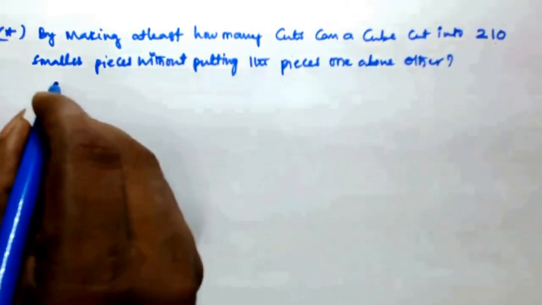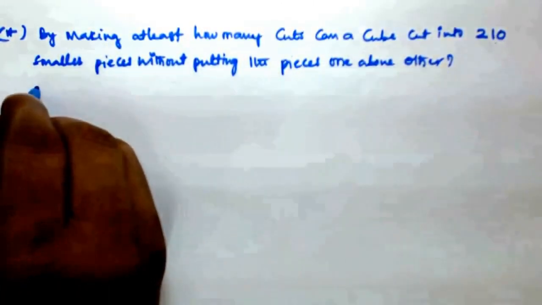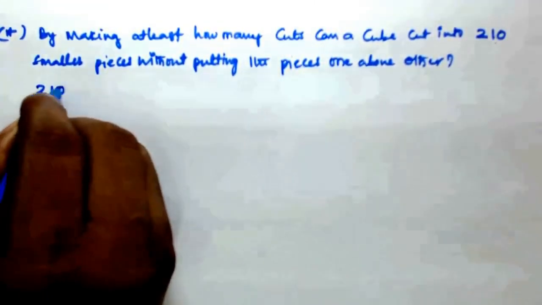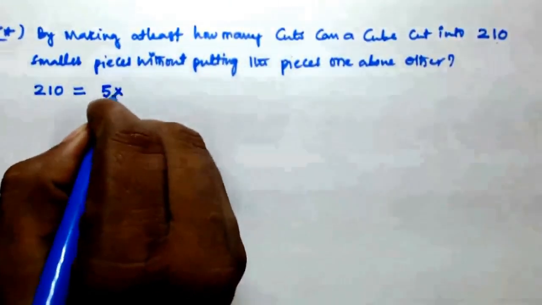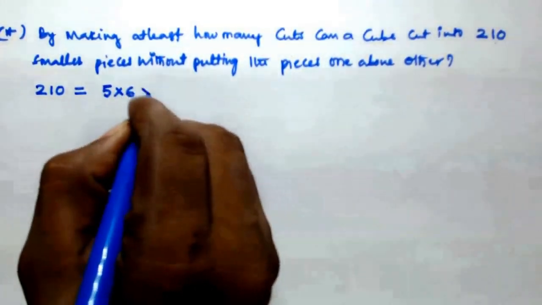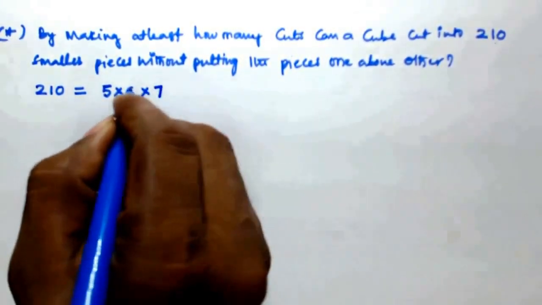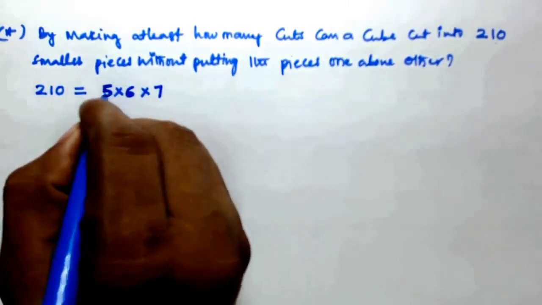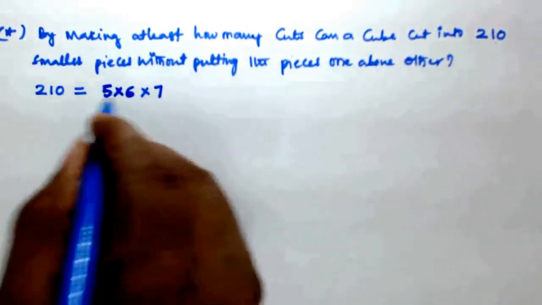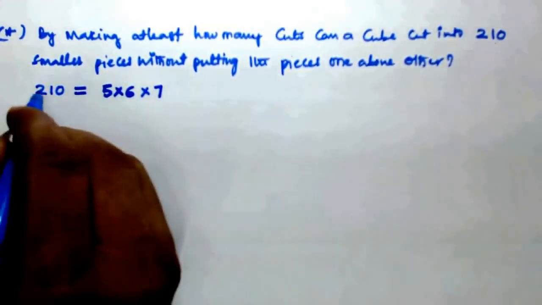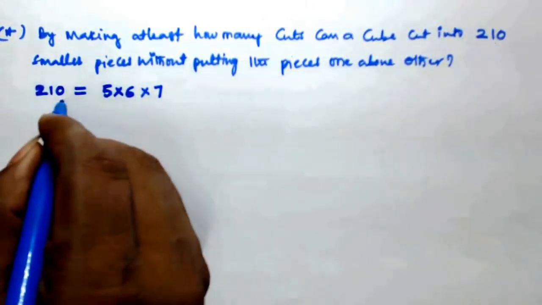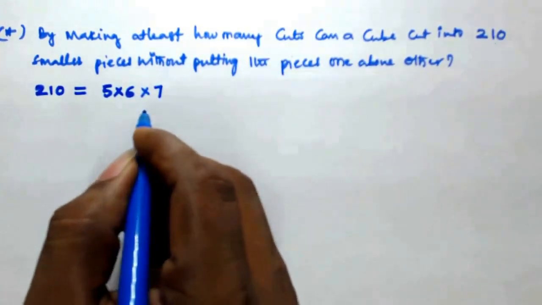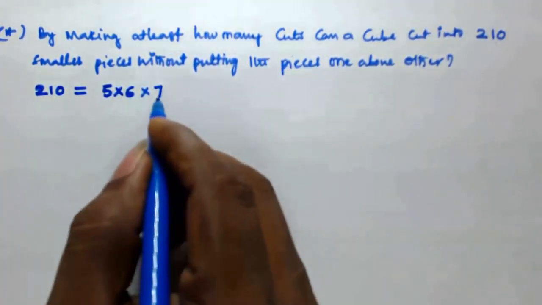So 210 can be written as 5 into 6 into 7. The total number of pieces given is 210, so 210 can be written as 5 into 6 into 7.